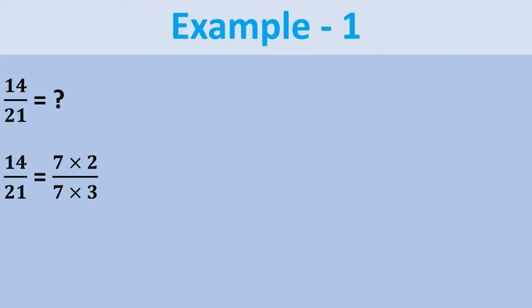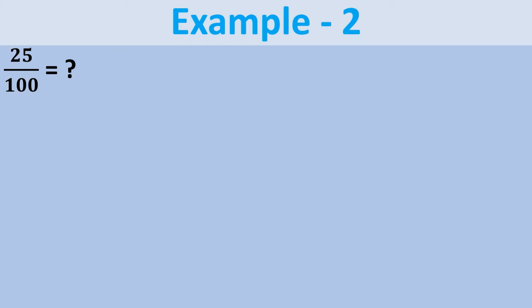Now a 7 is common in both the numerator and the denominator. So cancelling it, we get 2 by 3. The lowest term of 14 by 21 is 2 by 3. Second example is to convert 25 by 100 into its lowest terms.